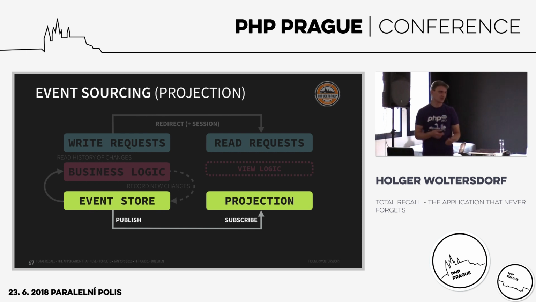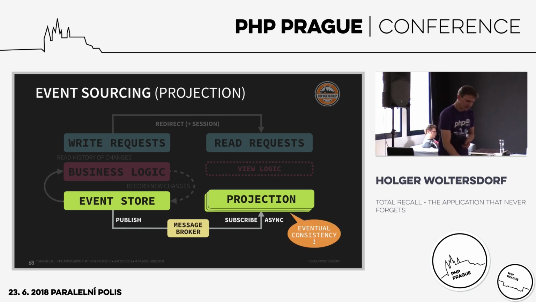That projection could be everything. It could be a static HTML file. It could be a Redis. It could be a MongoDB, whatever. Yeah? And again, you can do that asynchronously and have eventual consistency.